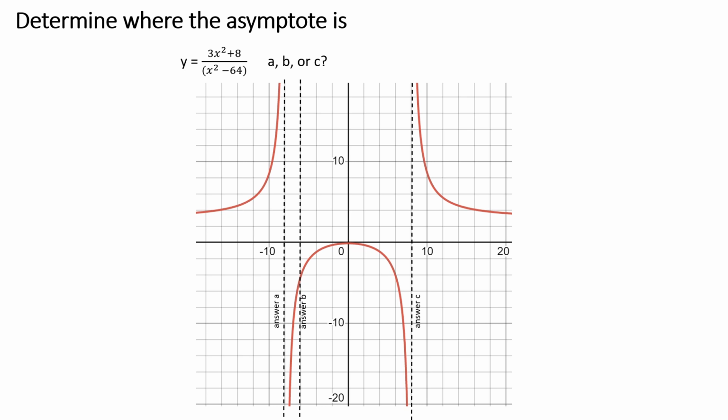Finally, I look at this one right here. I've graphed this, 3x squared plus 8 over x squared minus 64. Well, that's a difference of squares right there. That'd be x plus 8 times x minus 8. So when I look at this, my x cannot be 8 or negative 8. And you can see this is where my asymptote is, right here at this point. There are two asymptotes, negative 8 and 8. So it'd be answers A and C.